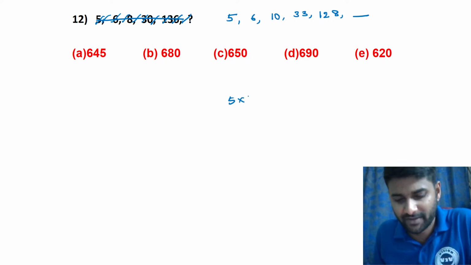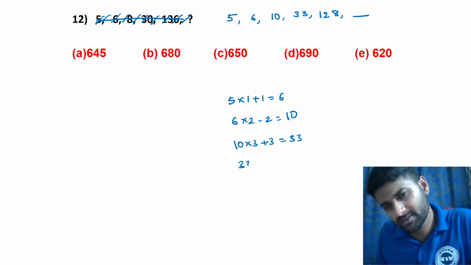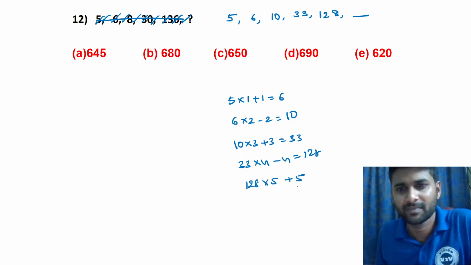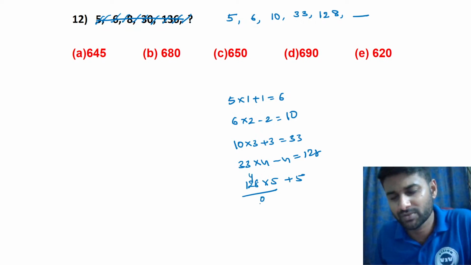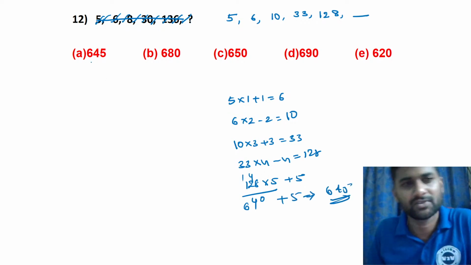So here the reason: 5 into 1 plus 1 is equal to 6. 6 into 2 minus 2 is equal to 10. 10 into 3 plus 3 is equal to 33. 33 into 4 minus 4 is equal to 128. And the final answer: 128 into 5 plus 5. See, 128 into 5 means 8 fours are 32, 5 twos are 10, so 640 plus 5 is equal to the given number.